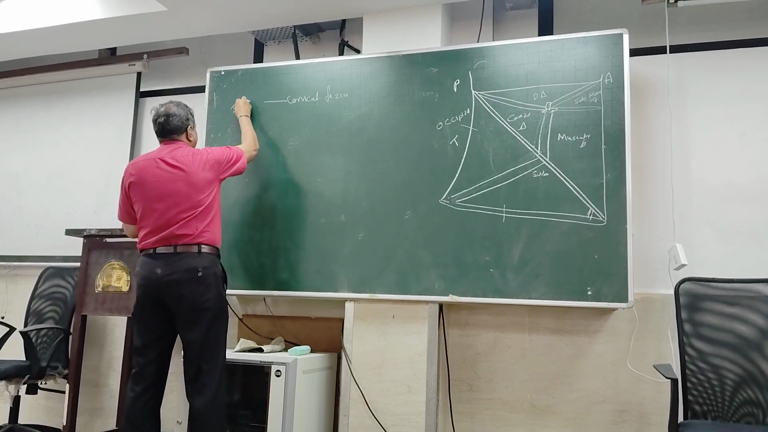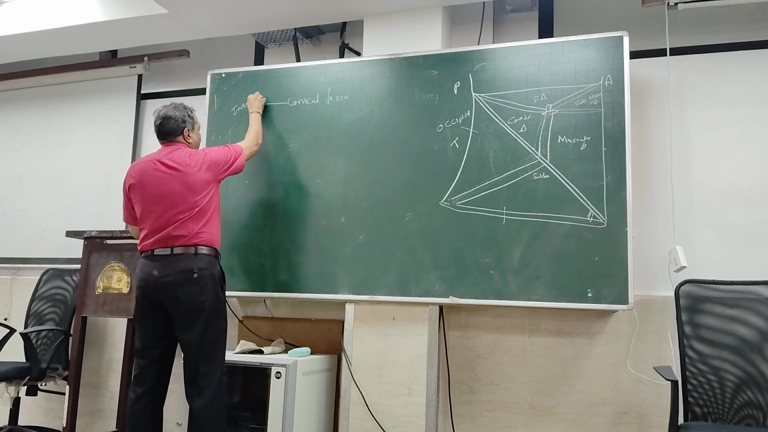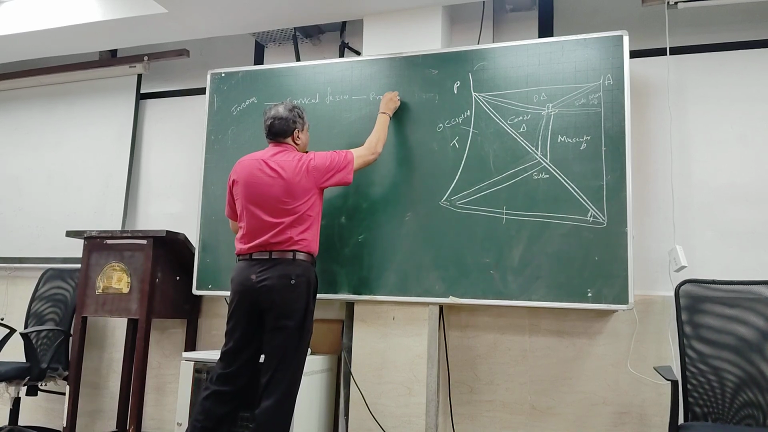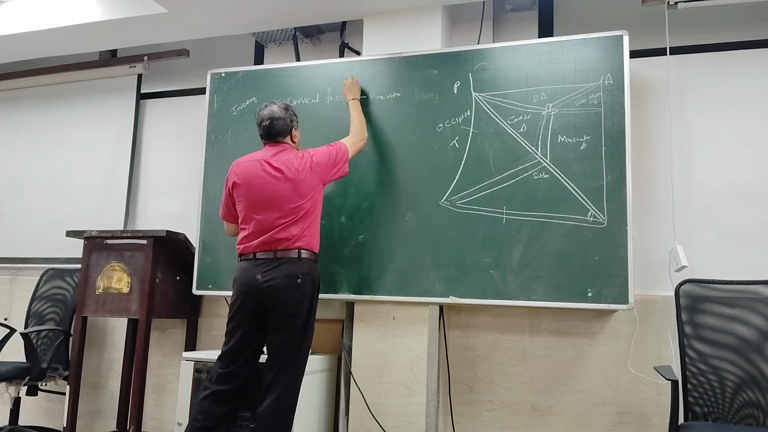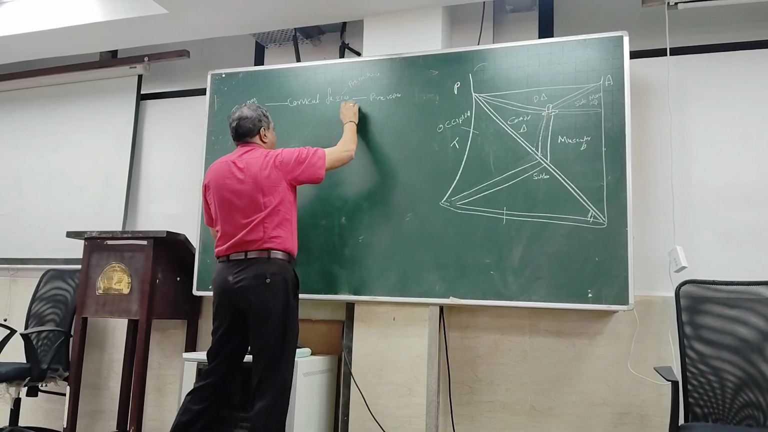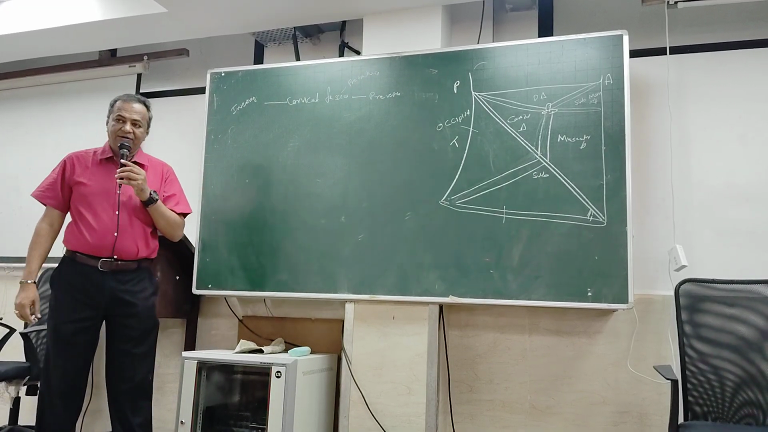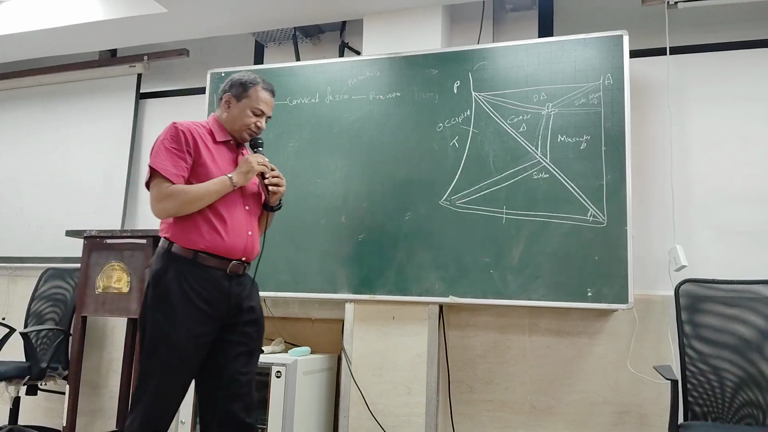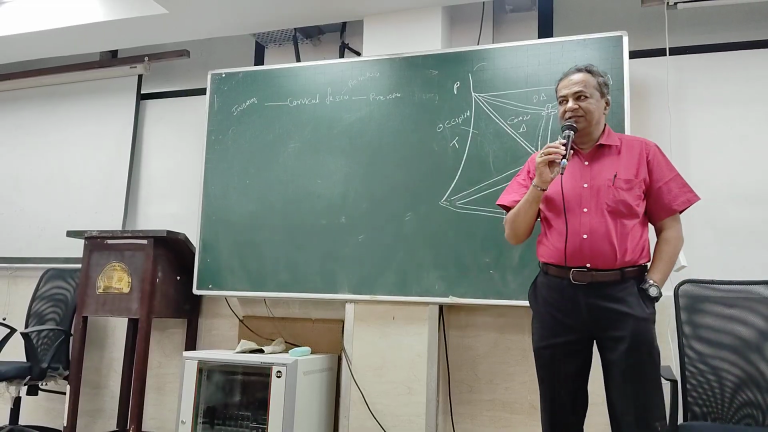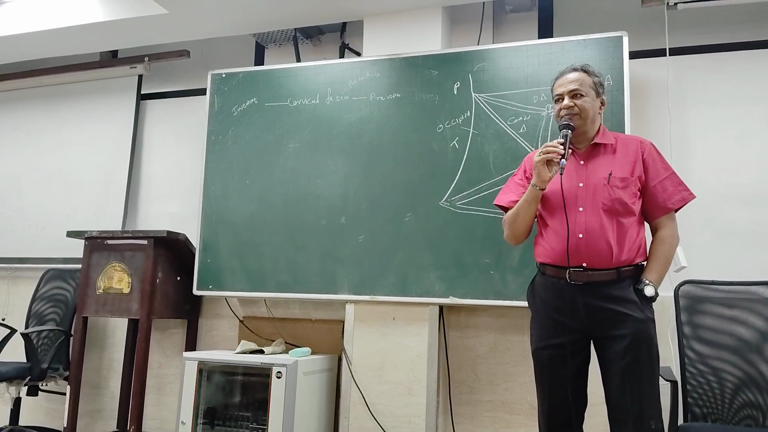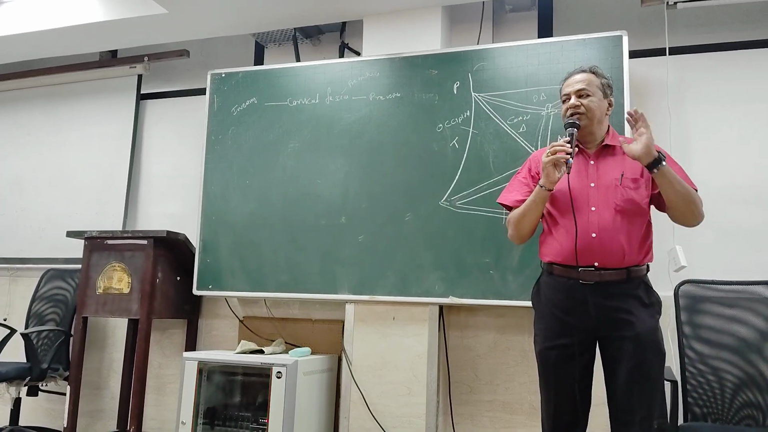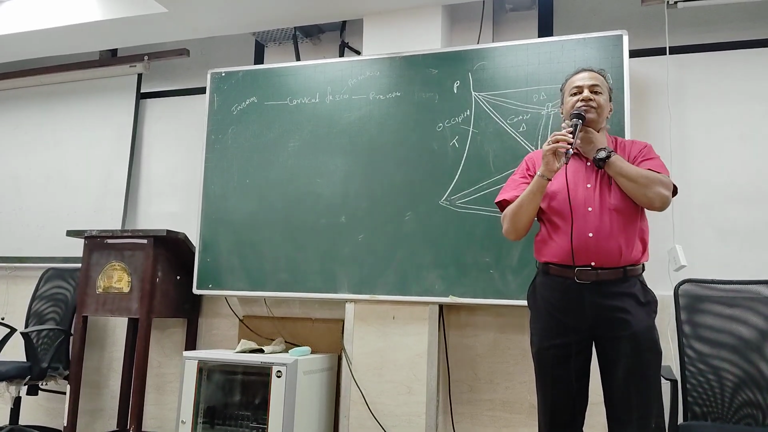Investing layer, prevertebral layer, and pretracheal layer. Okay, so the deep cervical fascia has 3 layers. What are they? Investing. So the investing layer is superficial.